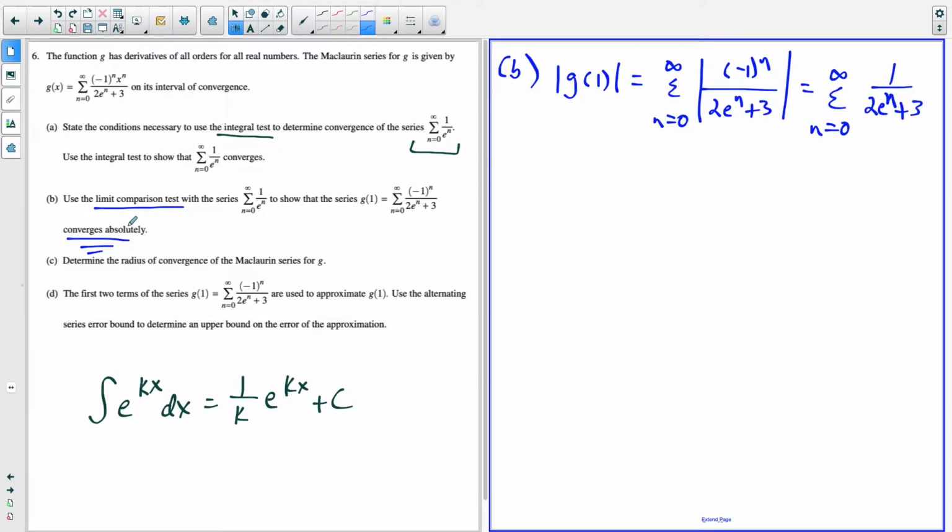Now we're going to apply the limit comparison test. So we have the limit as n goes to infinity, and we're going to look at the ratio of the general term of both of the series. So we're looking at the general term here.